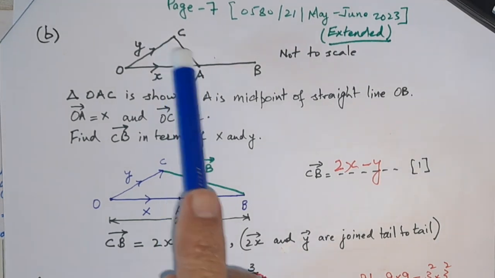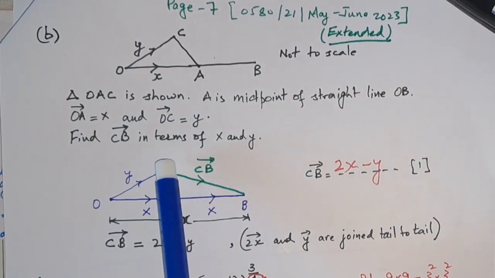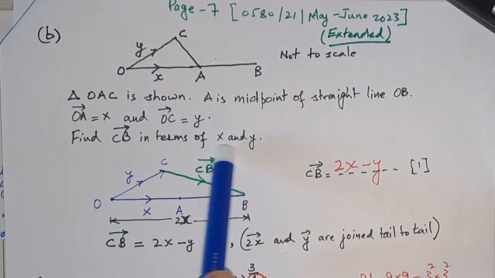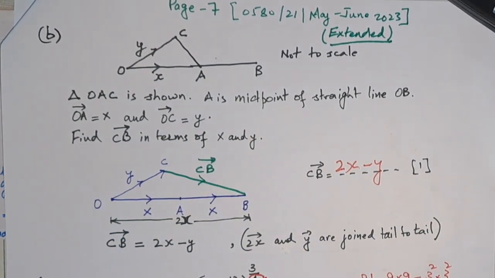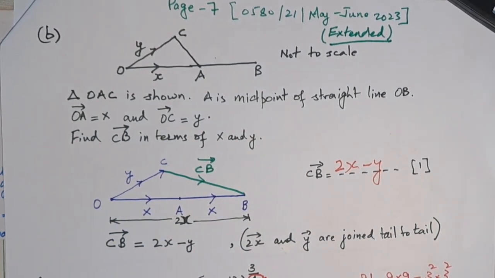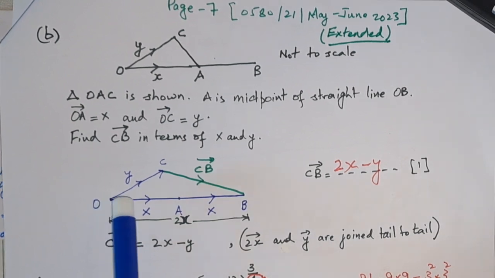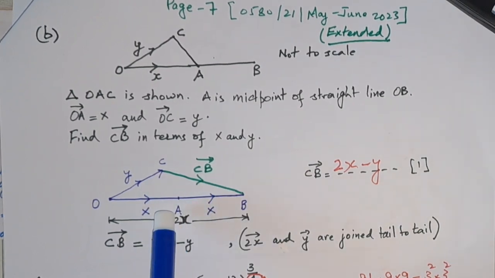We have to join CB. Find CB, the vector CB, in terms of x and y. In vector diagrams, we know that there is a rule of head to tail when we add them. So, if the vectors are tail to tail, then we find their difference to find their resultant. Now, I have taken the CB vector to be the resultant of x and y.